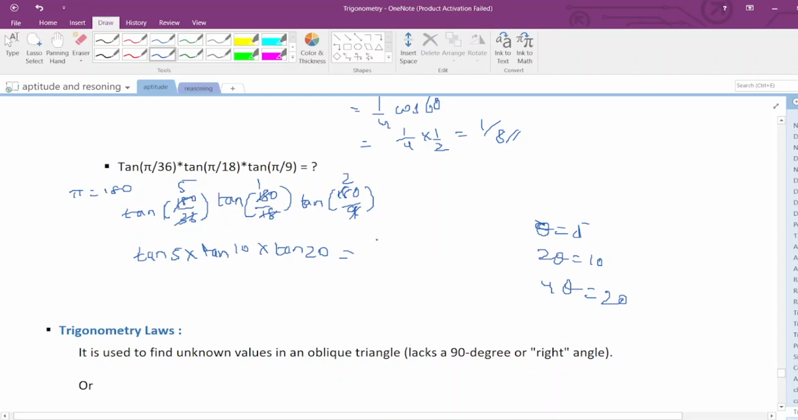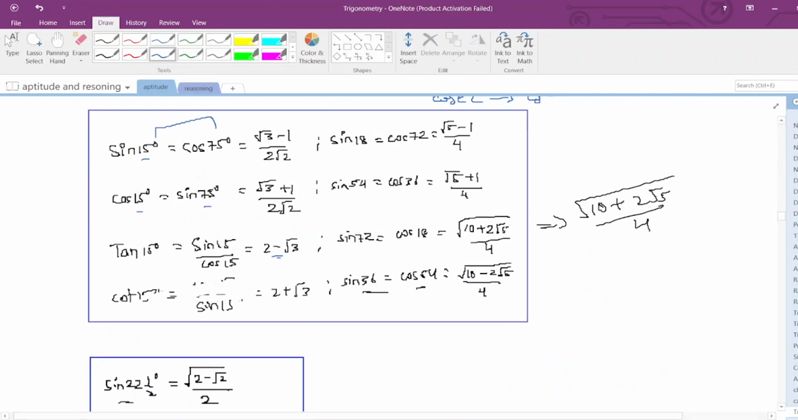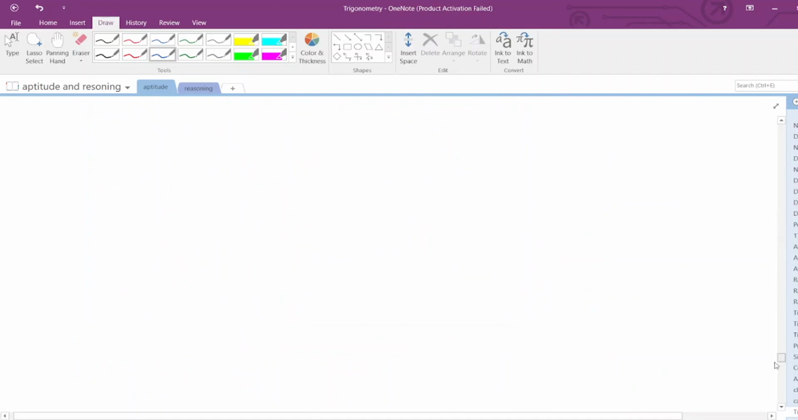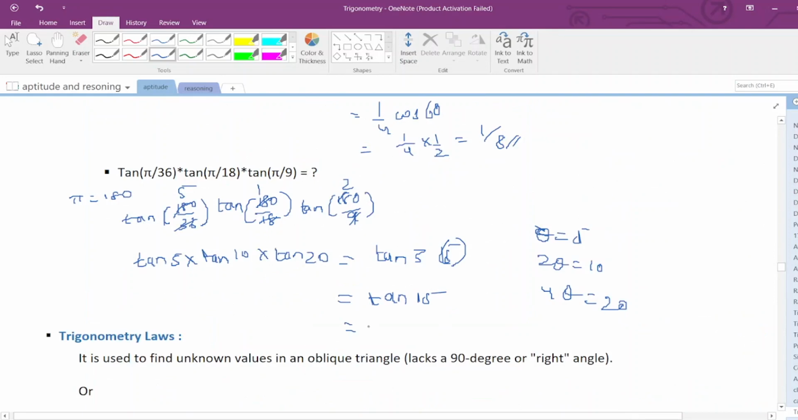So what is the formula? It should be direct tan 3 theta. So in place of theta it should be 5, so tan 15. What is the value of tan 15? We already learned, right? I already told you. Tan 15 is equal to 2 minus root 3. That's it. That is the answer. Answer is equal to 2 minus root 3.